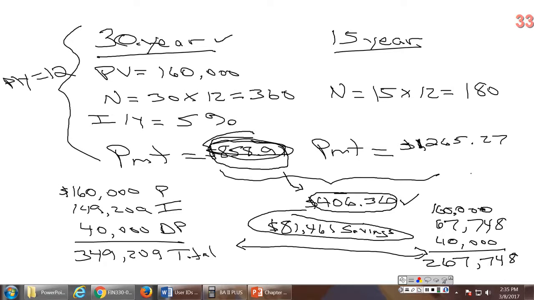Plus, you're saving yourself a lot of money in interest by making that additional principal payment. Even if you don't have the entire amount, if you pay an extra $50 or $100 towards the principal per month, it's still going to add up over time. You're still going to save yourself quite a bit of money in interest.